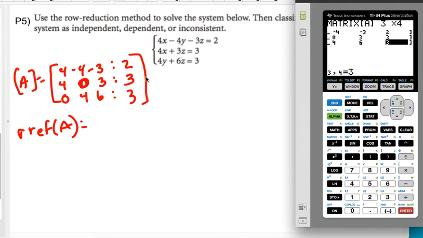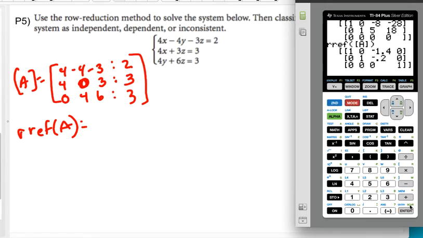Cool. Okay, so let's double check. My last column should be 2, 3, 3. Then -3, 3, 6, then -4, 0, 4. And the first one's 4, 4, 0. So we quit out of this, hit enter again.